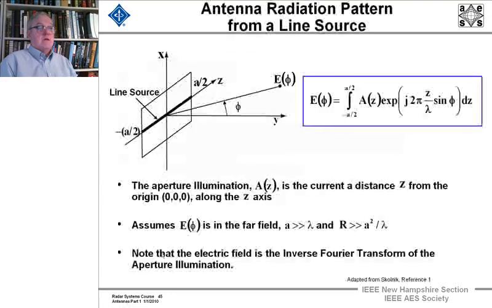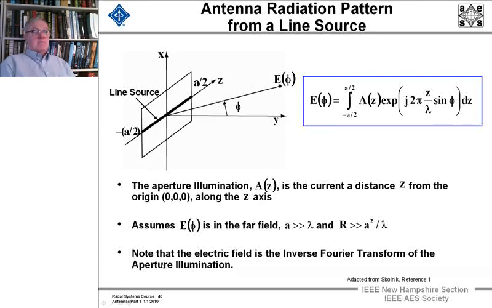Now let's look in more detail at aperture illumination. We're going to look first at the antenna radiation pattern from a line source. The length of the source is from minus a/2 to plus a/2 along the z-axis. And the direction of illumination is in the... and the current, a distance z from the E sub phi in the far field, so that we can just take this current, apply the Fourier transform to it, and that gives us the E field.